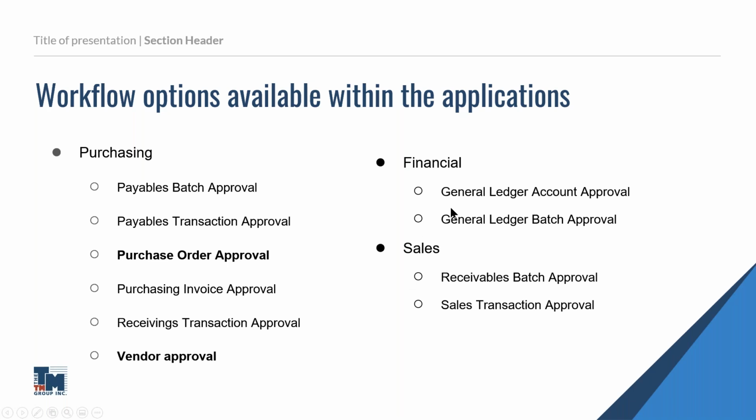In the financial application, you have the general ledger account approval, so that no one can set up a brand new account. When they type it in, it says, hey, this is new. They have to submit it, and that account cannot be hit until it's been approved. And then, similar to the batch approval in AP, there's a general ledger batch approval. On the sales side, they've got receivables batch approval. Just to note, receivables is RM, receivables management. And then the SOP side, sales order processing, is only at the transaction level. There isn't a batch level for that one, probably in the next newer version.